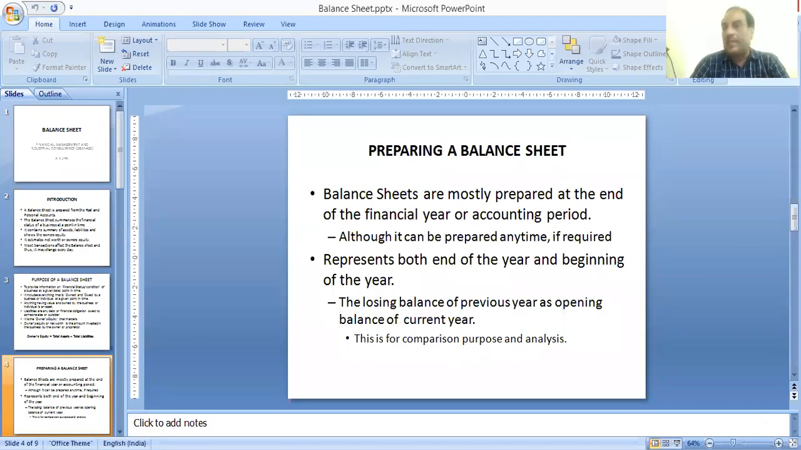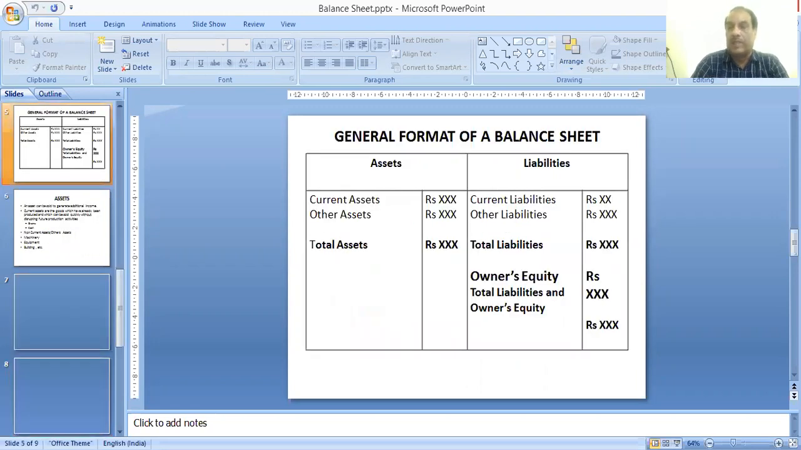Although it can be prepared anytime if required, because any new financial transaction affects the balance sheet, and thus to judge the status of the business on a particular date, it can be prepared at that date also. It represents both the end of the year and the beginning of the year. So when we go for preparing a balance sheet, it contains the information of the previous year as well as the current year, and this is to compare. The purpose is to do the comparative analysis.